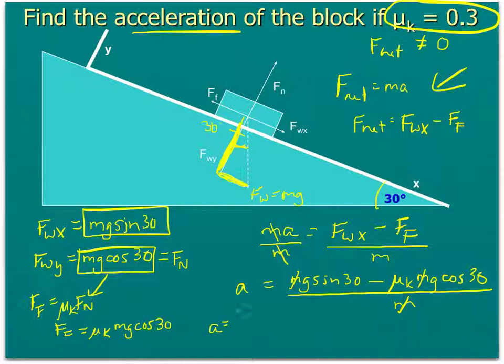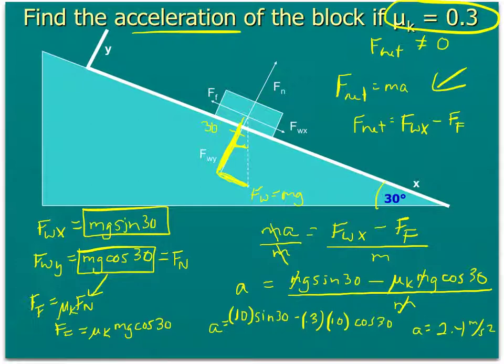So we have our value of g, which we know is 10 meters per second squared, multiplied by the sine of 30, minus mu k, which was given to us as 0.3, times g, 10 meters per second squared, times the cosine of 30. Okay. And when you plug and chug all of this into your calculator, you should end up getting 2.4 meters per second squared.